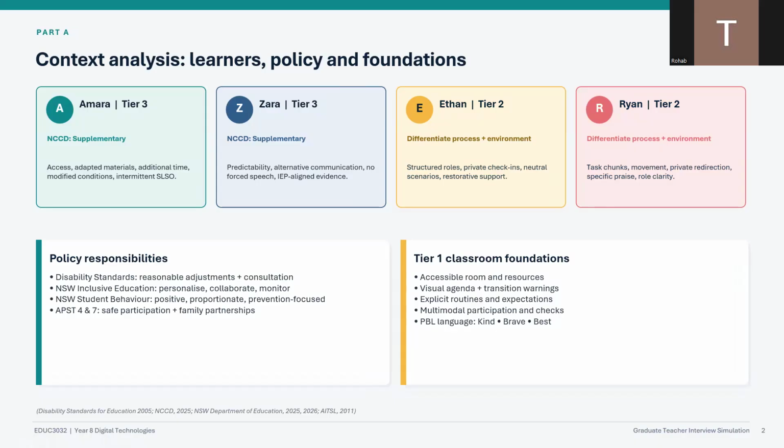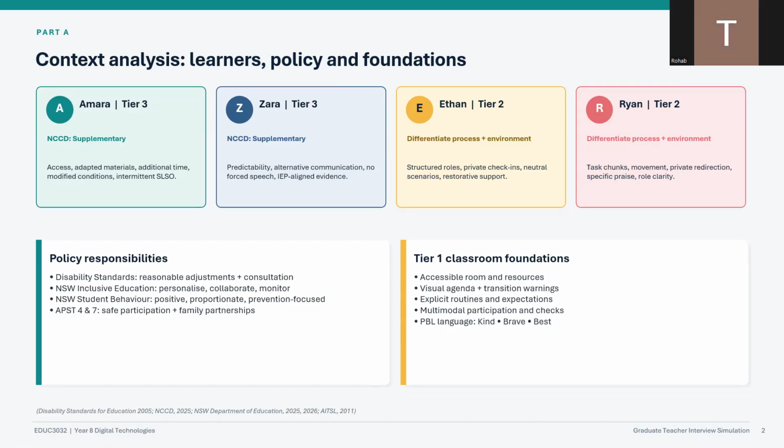My planning begins with the four named learners and the distinction between an MTSS tier and an NCCD level of adjustment. Amara is tier 3 because her access needs require individual planning, and based on the scenario, I would provisionally record supplementary NCCD adjustments. For example, accessible pathways, adapted materials, additional time, and so on. And these occur for particular activities rather than at all times.